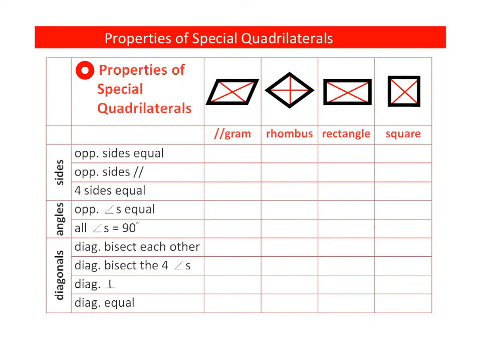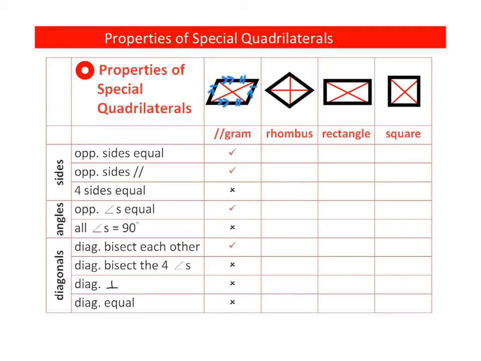Let's use a table to summarize the properties of these four special quadrilaterals: a parallelogram, a rhombus, a rectangle, and a square.